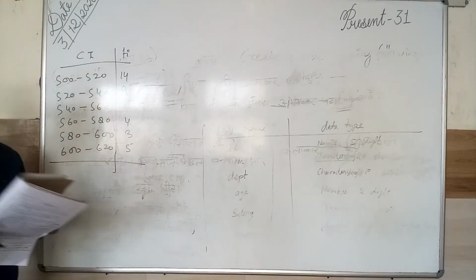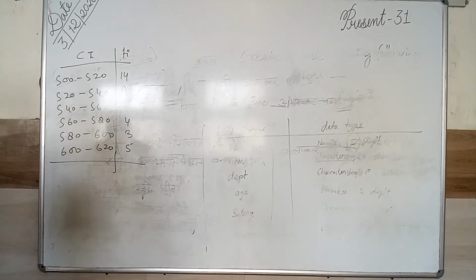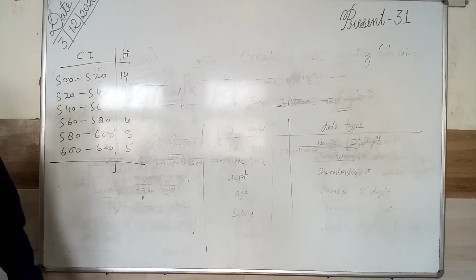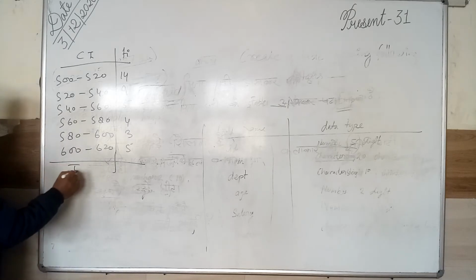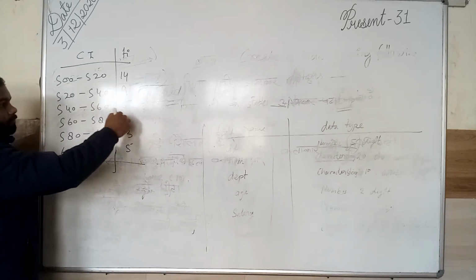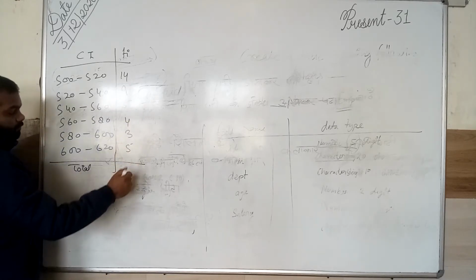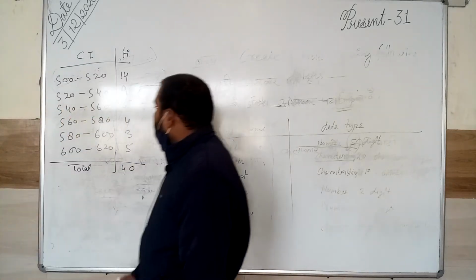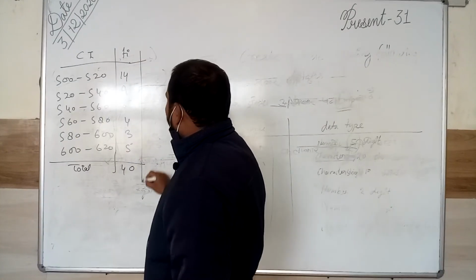Okay, and which method do you want? Assumed mean. Okay, so the first step I have told is to make a total. What is the total? 40. Okay, the next step is to draw a column of xi.